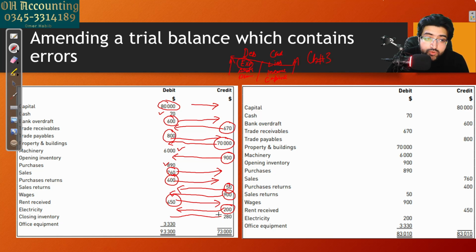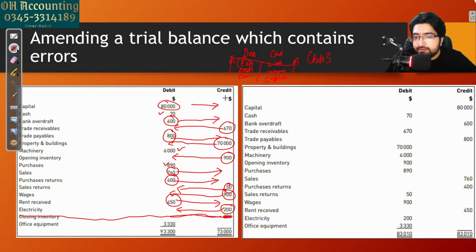I just told you closing inventory is never recorded in the trial balance. So we have to skip this altogether. When we make the corrected trial balance, we will have to skip this. And then office equipment is an asset and it's on the debit side. So this is fine. I did not circle this to show this is wrong. So let me remove this. Okay. So the circled ones are wrongly entered on the wrong side of the trial balance.